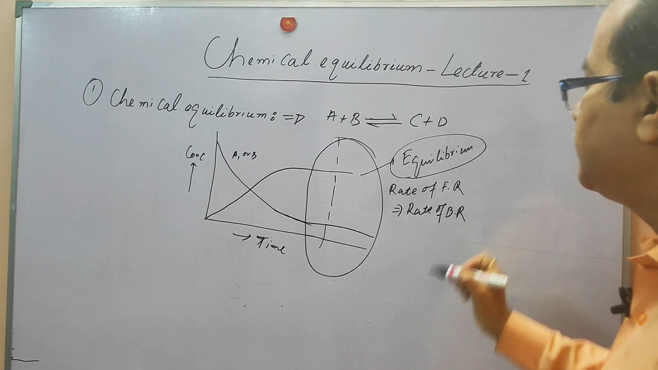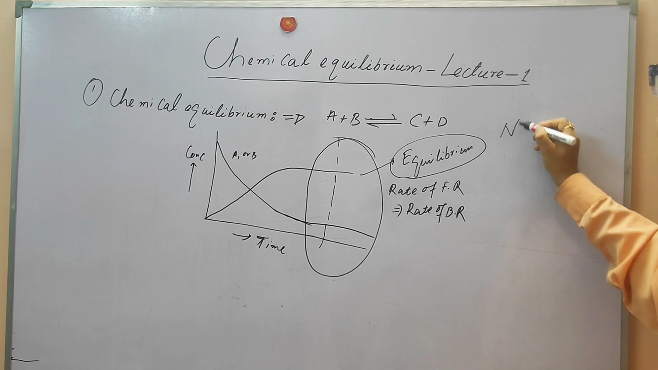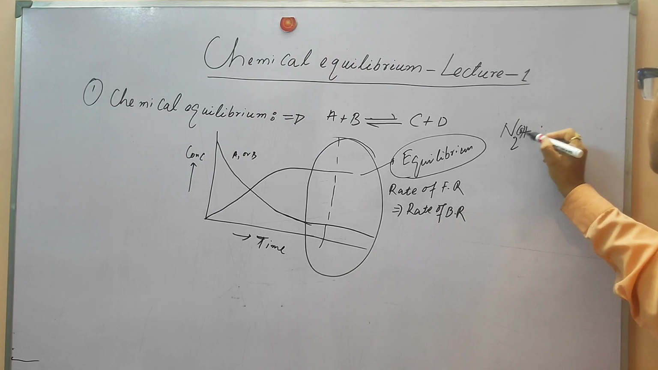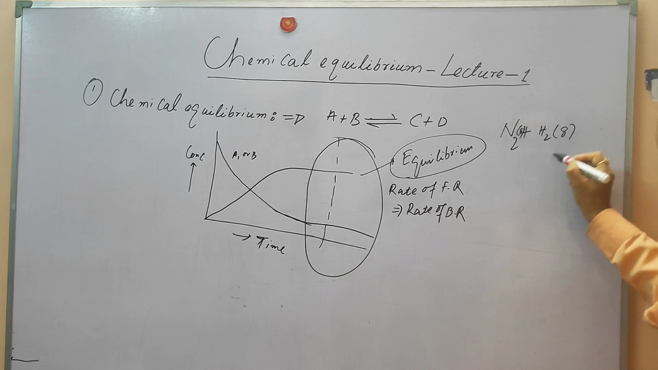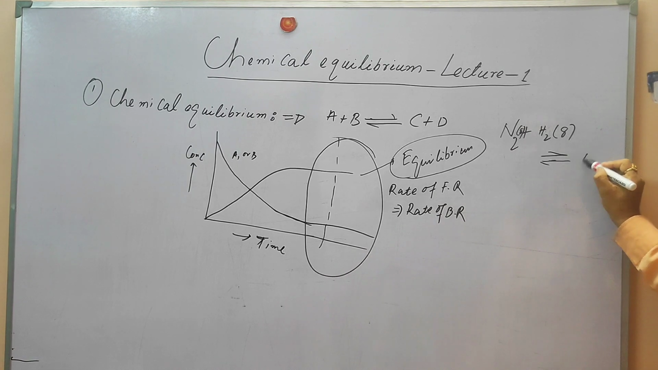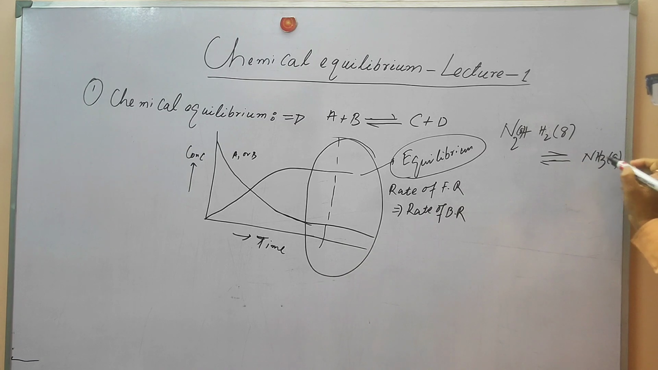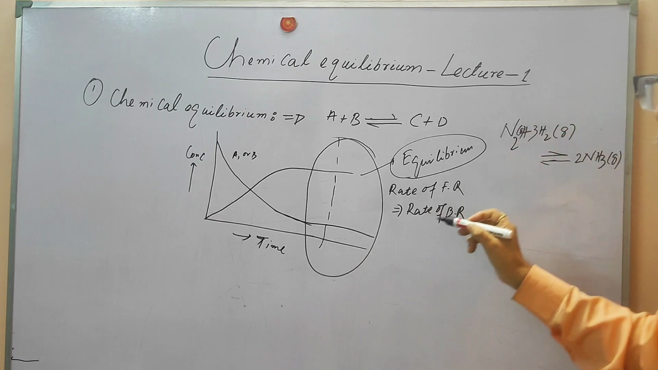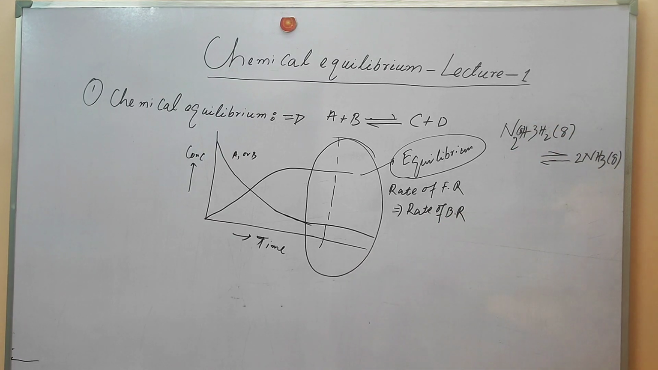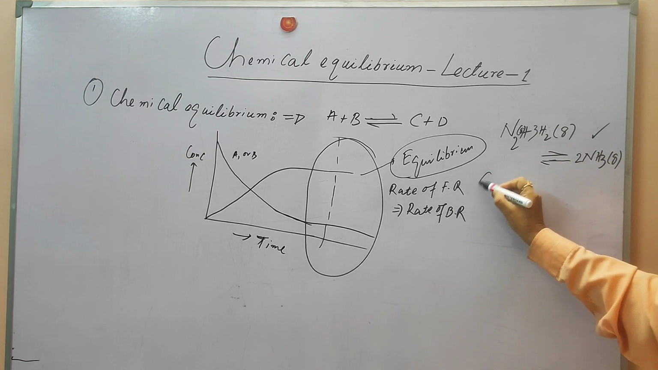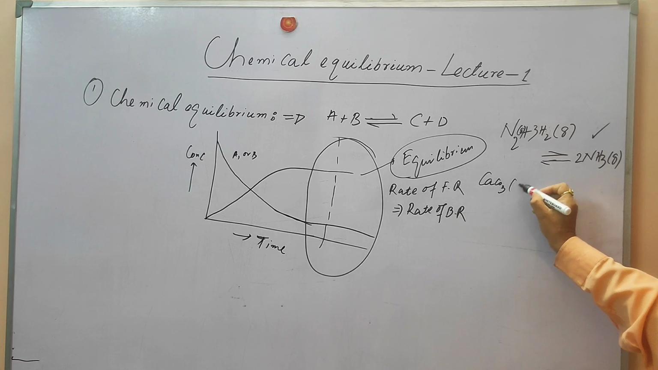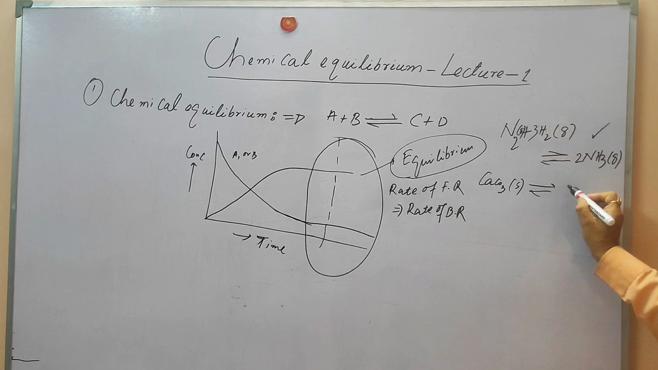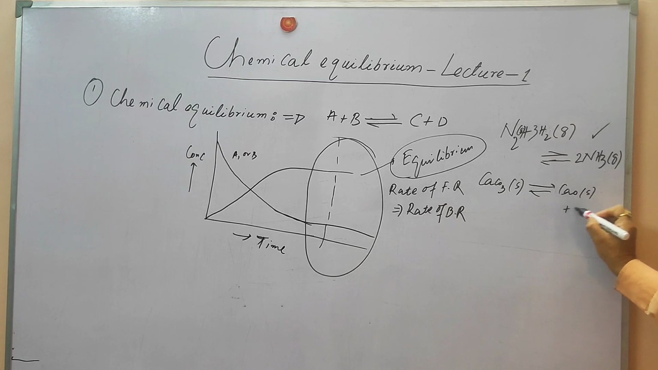For this type of reaction, an example is N2 gas plus H2 gas giving ammonia. Three volumes of hydrogen react with one volume of nitrogen to produce two volumes of ammonia gas. This is a reversible reaction. Another example is calcium carbonate. When solid calcium carbonate is heated, it produces solid calcium oxide and carbon dioxide gas. This is also a reversible process.